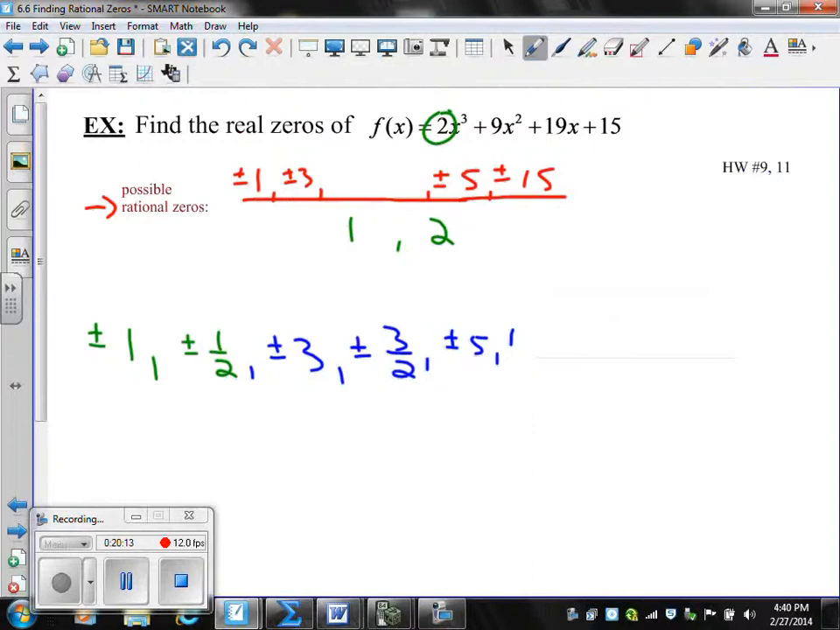All right, so what did we say? Plus or minus 5 over 1, plus or minus 5 over 2. We have 15 over 1, and 15 over 2. And if you look at this list, this is not really a short list. So we can just start plugging some stuff in if you really want to, but it's going to take a long time if we don't get it right away.